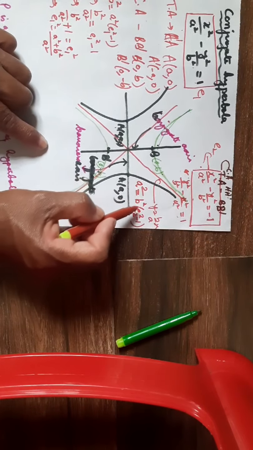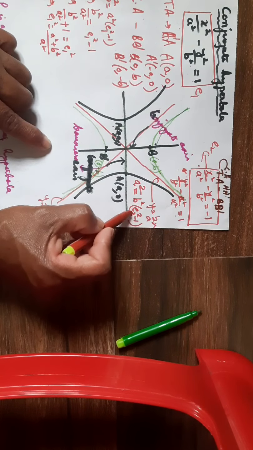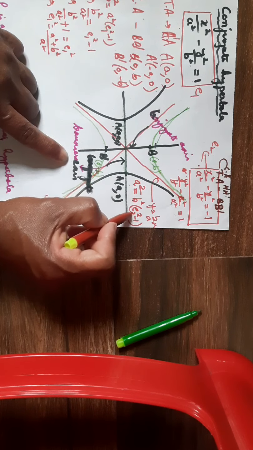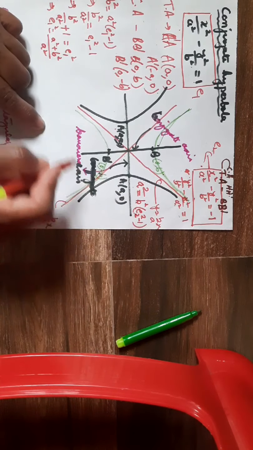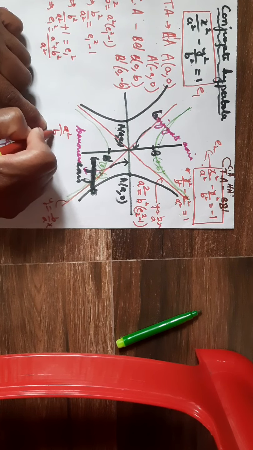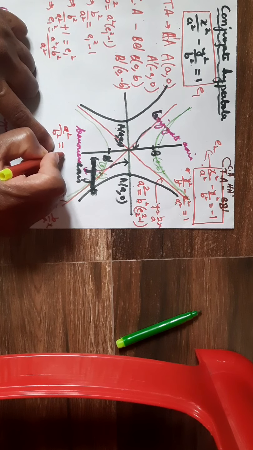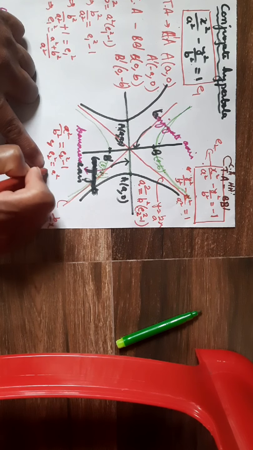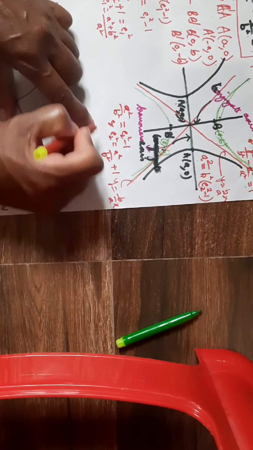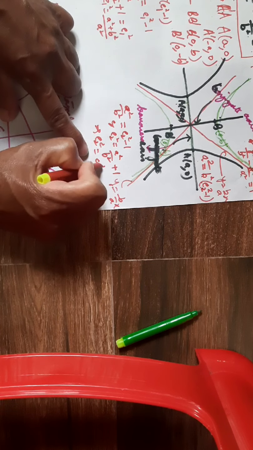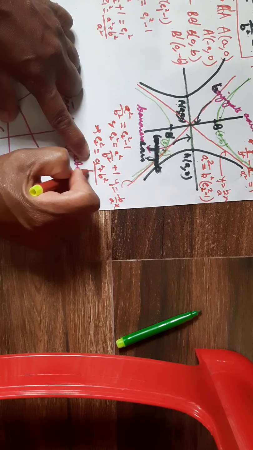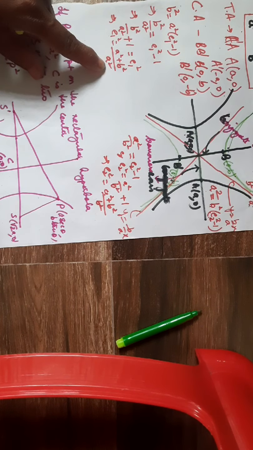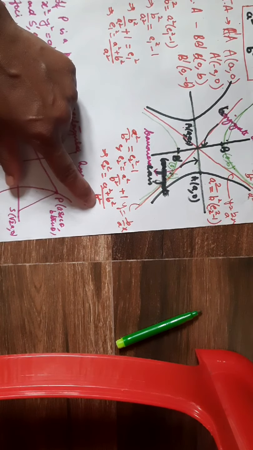Now similarly, from this relation of the eccentricity of the conjugate hyperbola with the transverse and the conjugate axis, we get a square by b square equal to e2 square minus 1, or e2 square is equal to a square by b square plus 1, which gives e2 square is equal to a square plus b square by b square. So we have e1 square is equal to a square plus b square by a square, and e2 square is a square plus b square by b square.